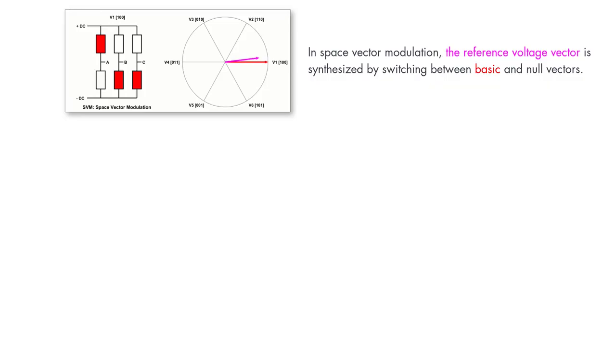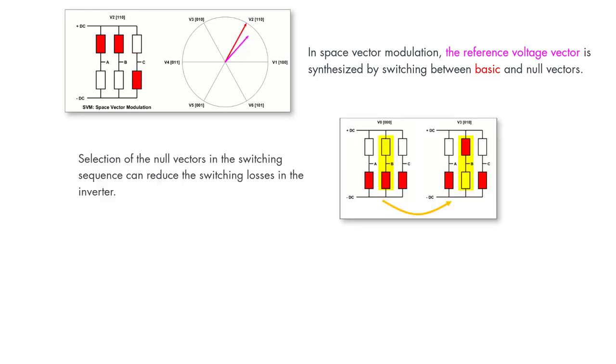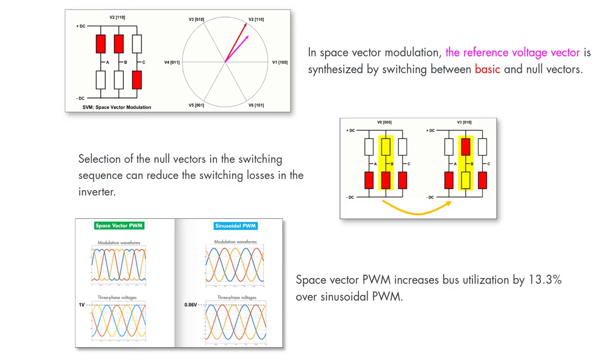Let's wrap up what we've seen in this video. We've introduced the basic and null vectors and how we alternate between them to synthesize a voltage vector at a certain angle and with a certain magnitude. We discussed the selection of null vectors to minimize the switching losses in the inverter. And finally, we showed that space vector PWM lets us increase the bus utilization by 13.3% over sinusoidal PWM.